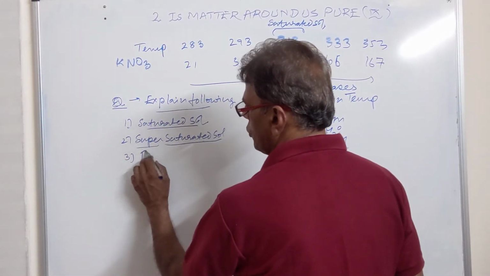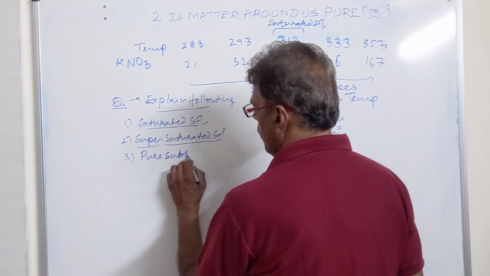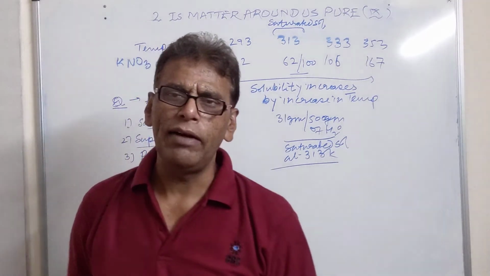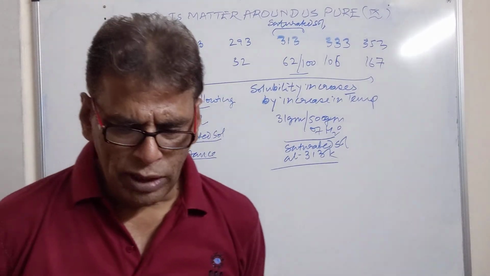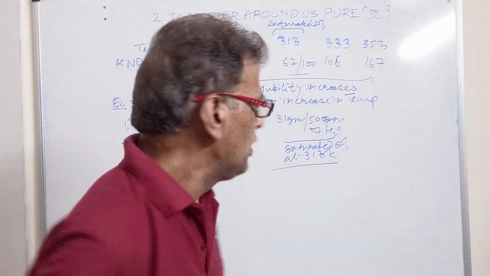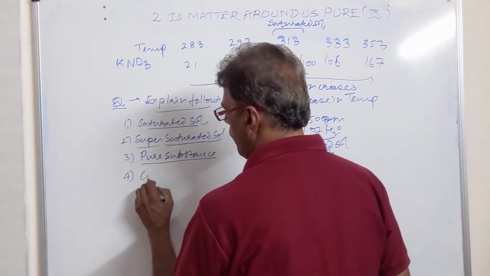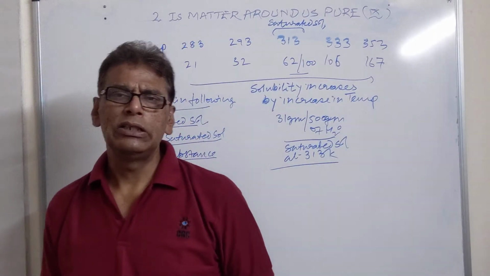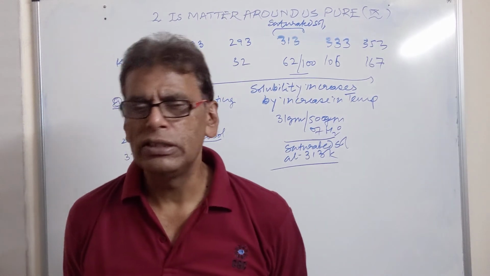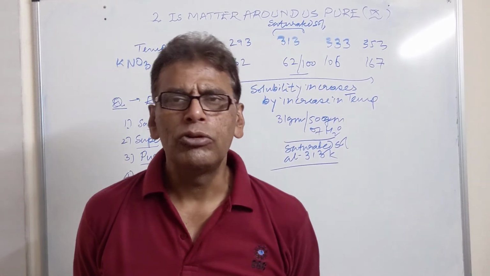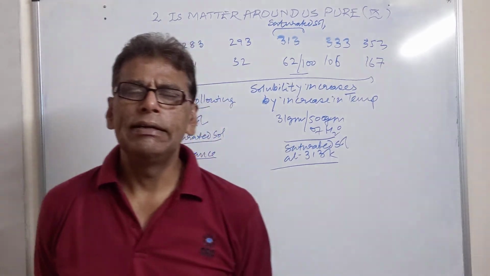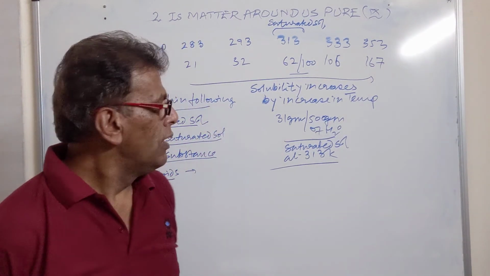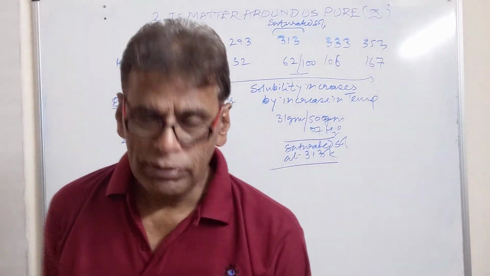Then we have the pure substance. As we have already defined, pure substances are those substances which have particles of only one kind. They are called pure substances. Then we have colloids. Colloids are those substances whose particle size in the solution state is between 1 nanometer and 100 nanometer. The particles are a bit larger than the sizes in true solutions, and these particles can even be seen with the naked eye also.